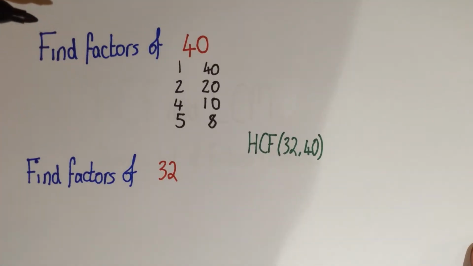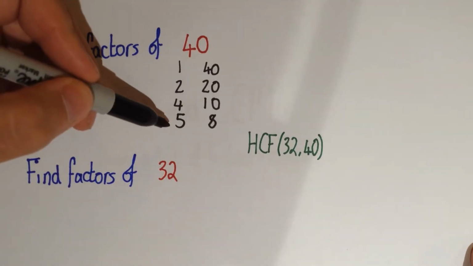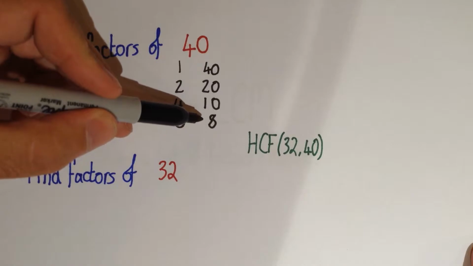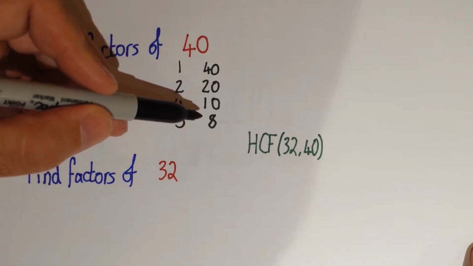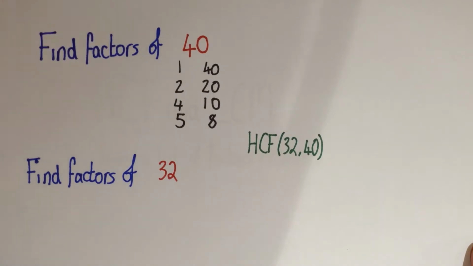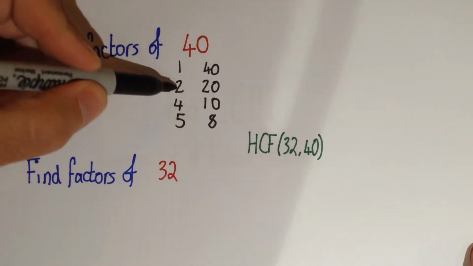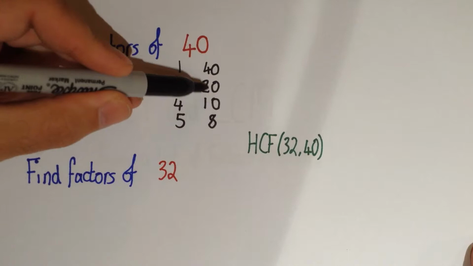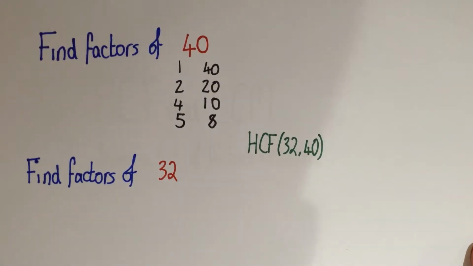8 is the next number we need to try. 8 does go into 40, but I already have it written down. As soon as you get to that point where you've got a number written down already in your list on either side, you can stop. So the 8 factors that we've got here, these 8 numbers, are all the factors of 40.